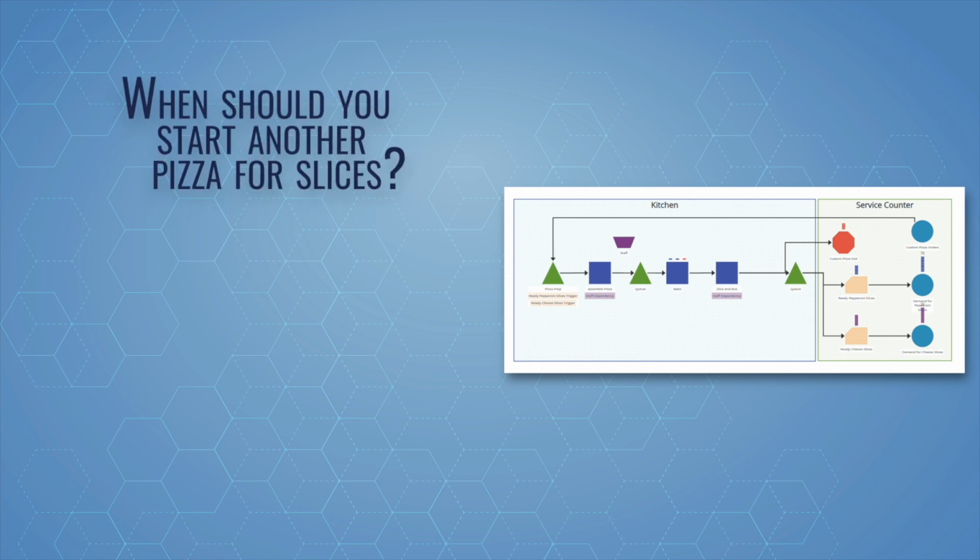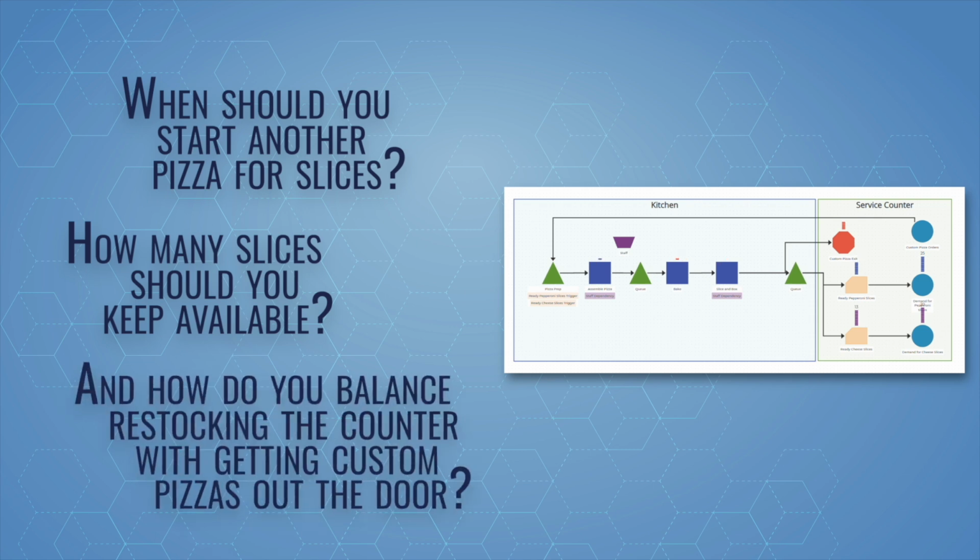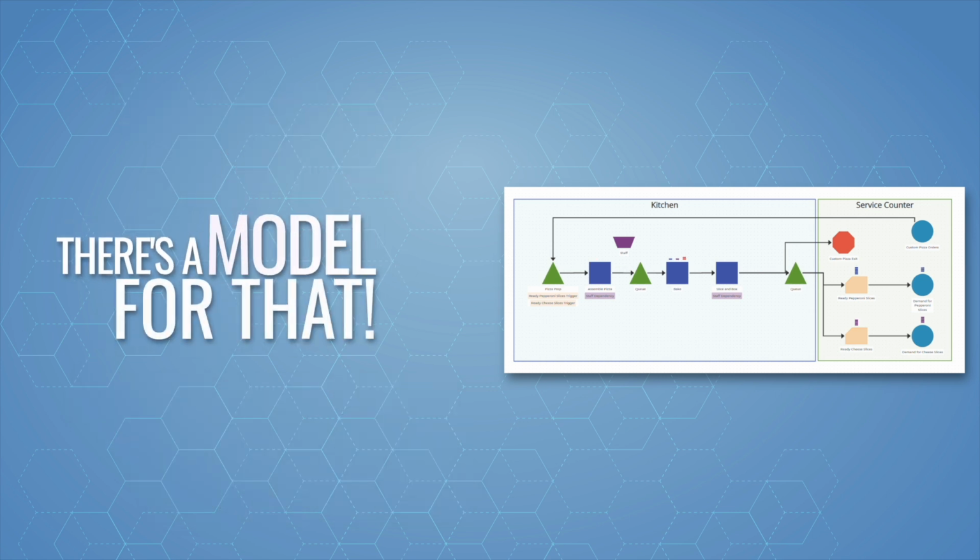When should you start another pizza for slices? How many slices should you keep available? And how do you balance restocking the counter with getting custom pizzas out the door? There's a model for that.